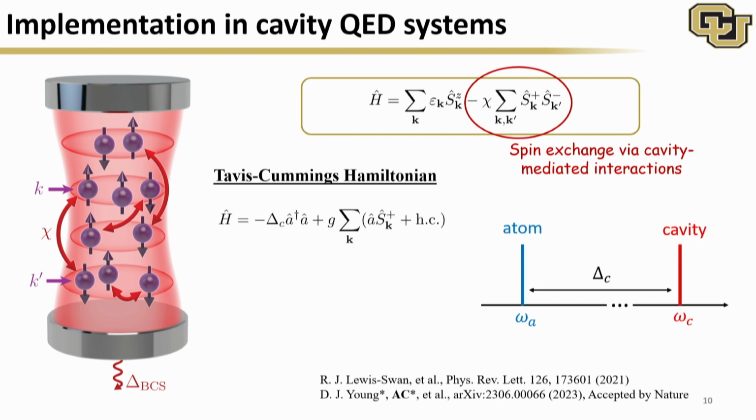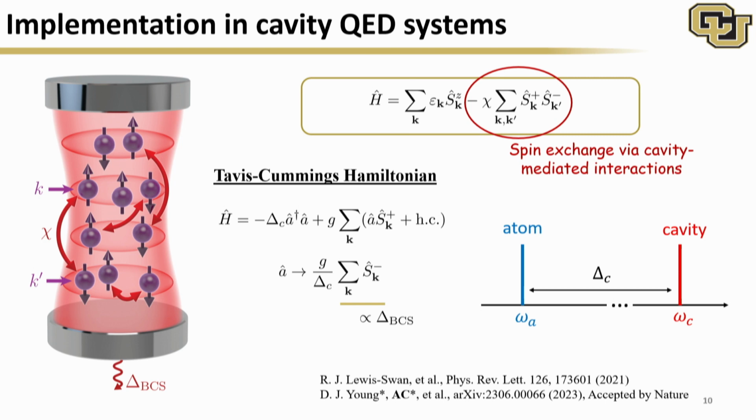And so the atom-light interaction in this case can be described by the Tavis-Cummings Hamiltonian. Here we use A to denote the cavity field operator. The first term in the Hamiltonian describes the frequency detuning between the atomic transition and the cavity. And the second term is the atom-light coupling, which means that when an atom absorbs a cavity photon, it can go from the spin down state to the spin up state. Because the cavity resonance is far detuned from the atomic transition, we consider the cavity field to be adiabatically following the atomic dynamics.